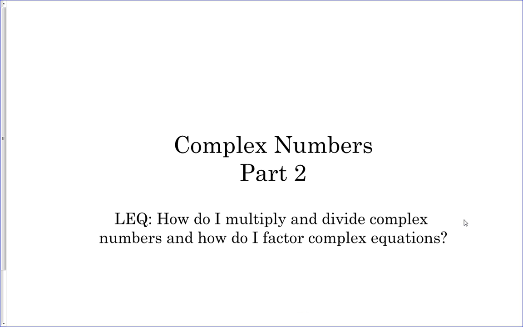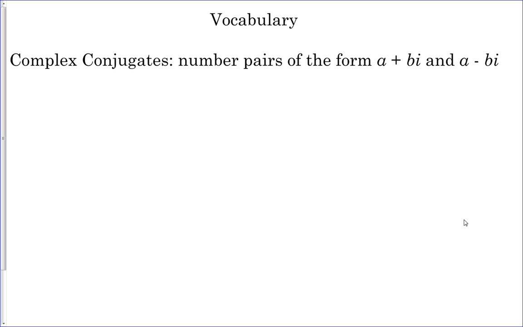All right, in this video, we're going to go over complex numbers part 2. Our cue for this is how do I multiply and divide complex numbers, and how do I factor complex equations. All right, you got one vocab word for this unit, complex conjugates. There are number pairs that form a plus bi and a minus bi.